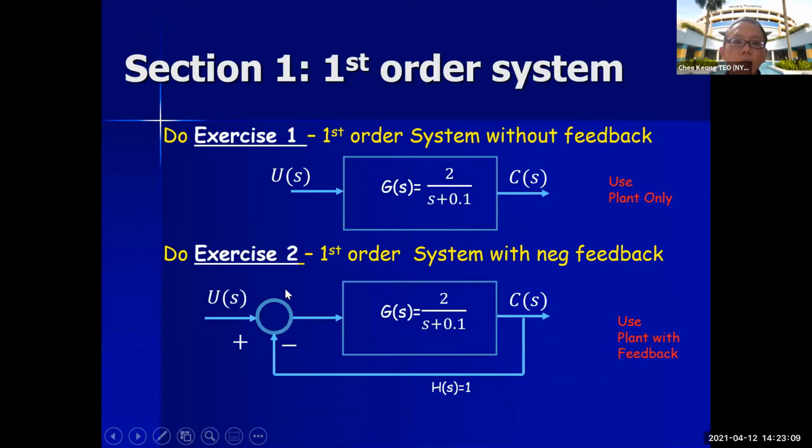So for exercises 1 and 2, we are using one first order transfer function, which is 2 over s plus 0.1, right? 2 over s plus 0.1. The plant only will have a direct input, a step function, and you check the output, right? For exercise 2, instead of a direct input straight to the output, there is a unity feedback, and of course it's a negative feedback. So that is the exercise 1 and 2 configuration.